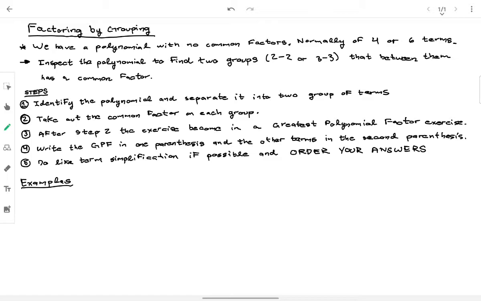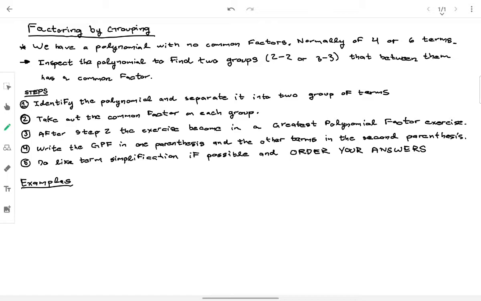We must have only 4 or 6 terms. For this case, we will inspect the polynomial to find that there are like two groups in the polynomial that between them have a common factor. So that is the important part. We will separate parts of the polynomial, and we will see that for each part we will get a specific common factor.